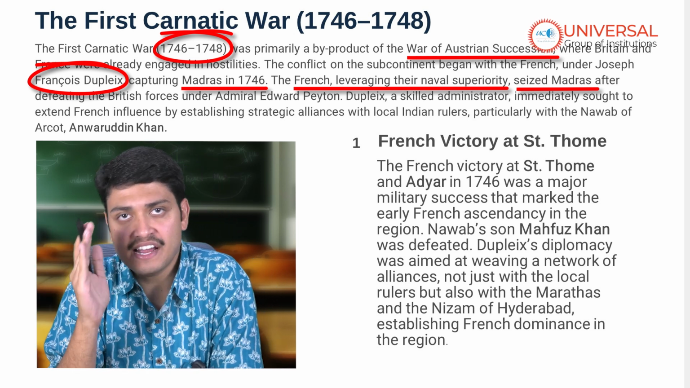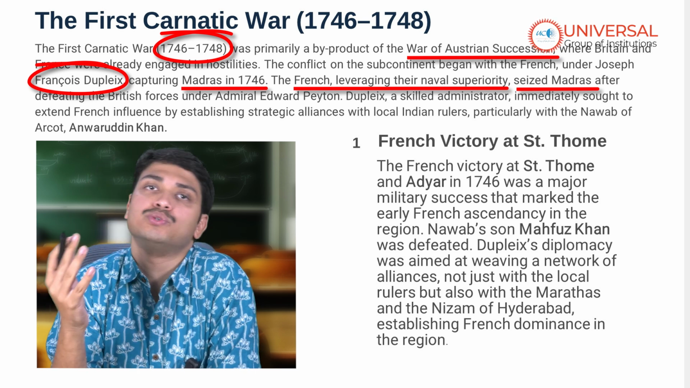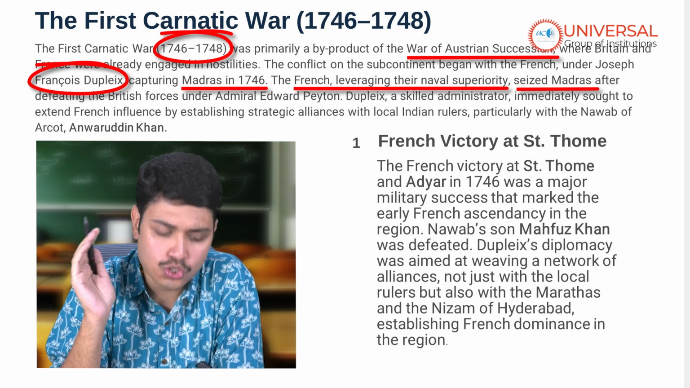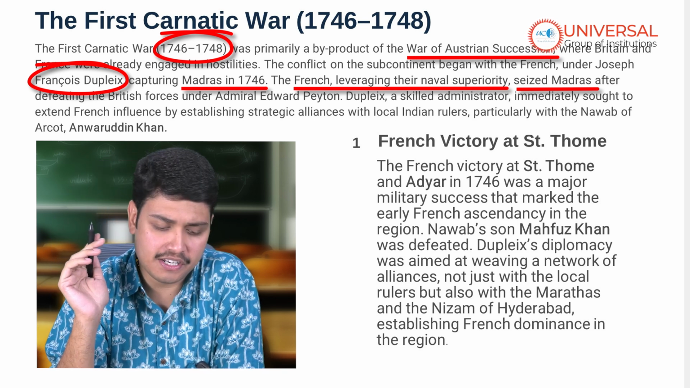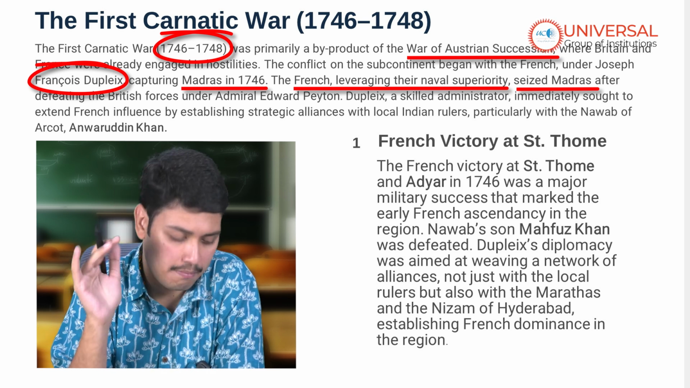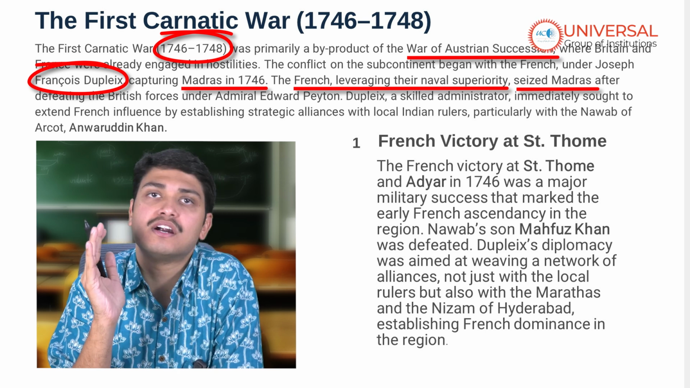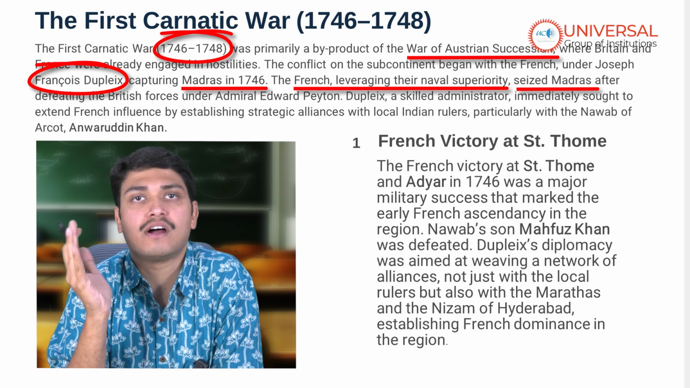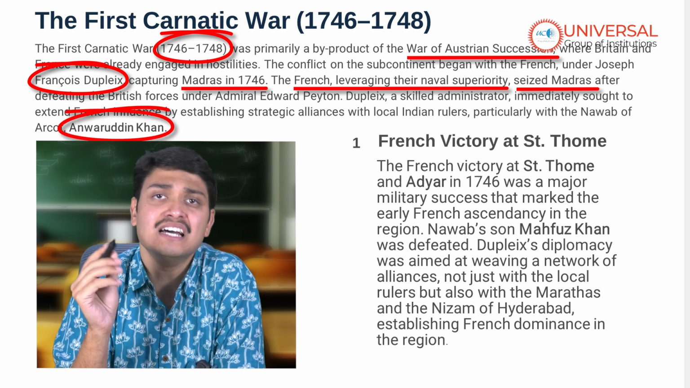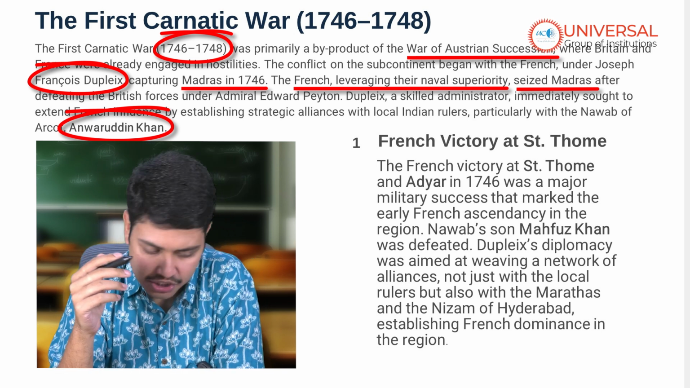That French aggression triggered the entire political situation of the Carnatic in 1746. Dupleix, who was a very skillful administrator, immediately sought to extend French influence over the entire Madras region. But the Nawab of Carnatic, or the Nawab of Arcot, whose name was Anwaruddin Khan, did not support the French in their political aggression.